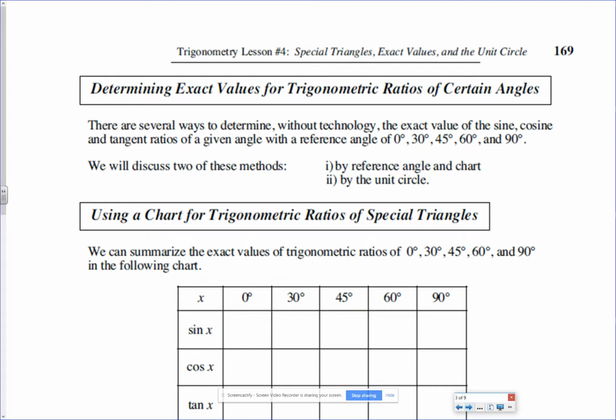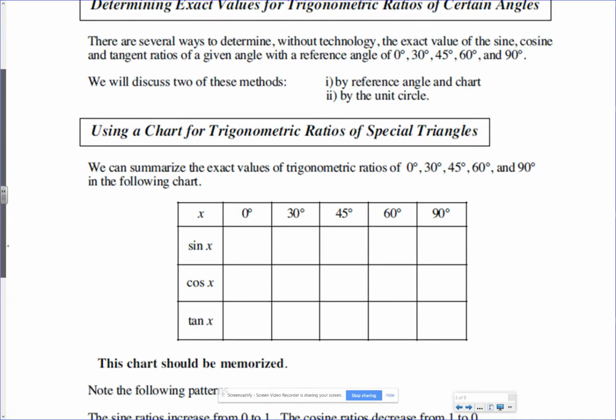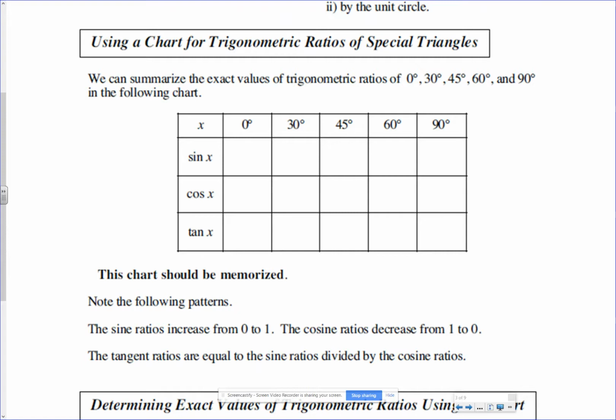So going in now, they've made this table involving the zeros and the 90s, so you can go and memorize this one if you want, the zeros and the 90s as well. So that's 0, 1, 0, and that was 1, 0, undefined. And then we have our previous chart, so sine 30 is 1 over 2. Sine 60 is root 3 over 2.